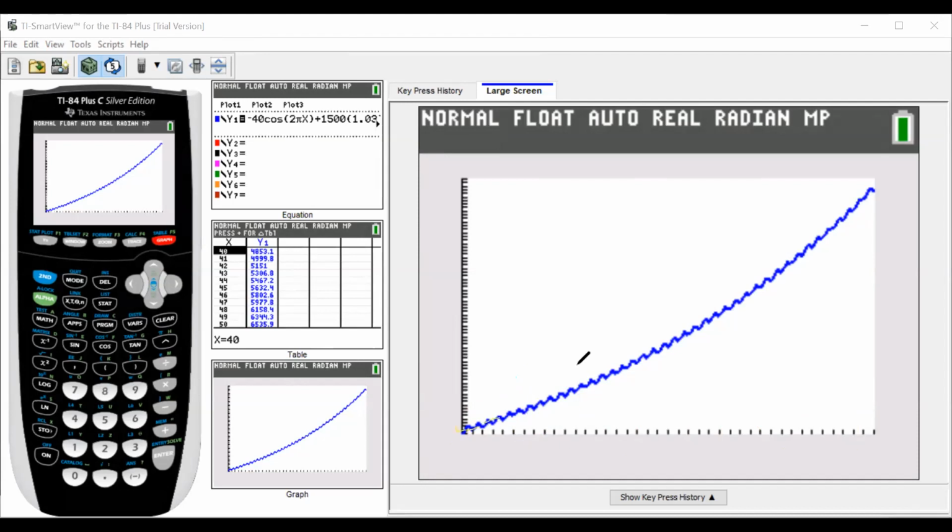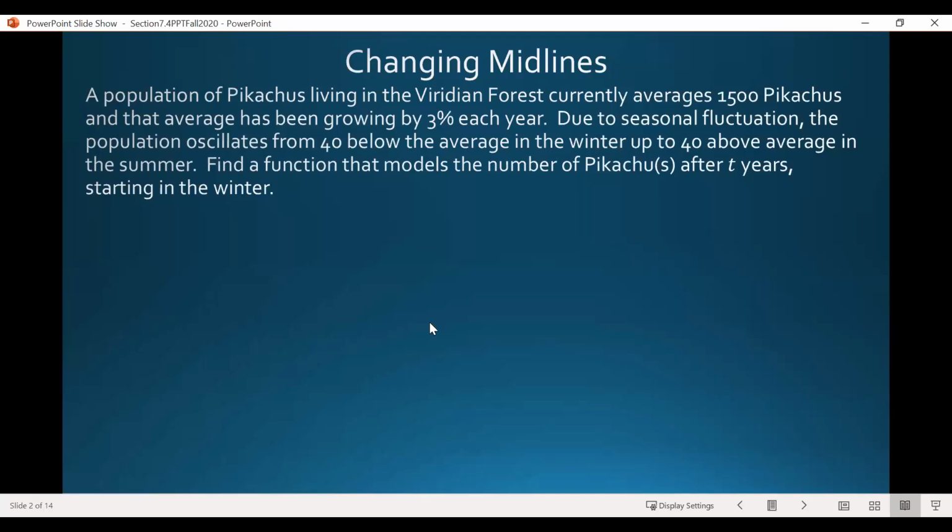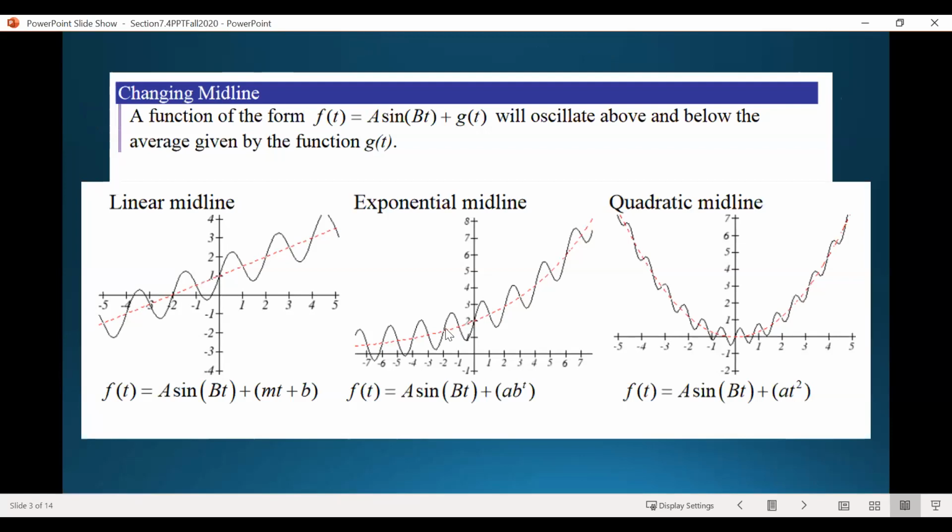So if I were to draw the midline through the middle of this, and I know it's hard to see because of the scale we're working on, we get something like that. And hopefully you see that that is an exponential shape there. So kind of neat. Again, like I said, this is one of my favorite topics to teach because of this. All right, so let's go back to PowerPoint and take a look at what we'll be looking at.